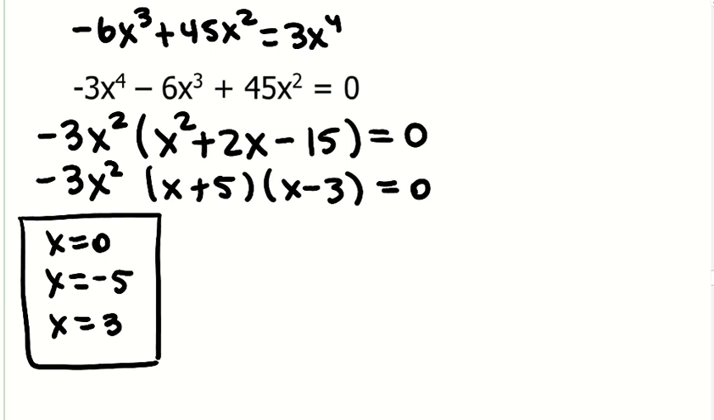So 4th degree, 3 solutions. Really, we do have 4 solutions. It's that 0 would count twice if we were trying to get up to 4. And I'll have more to say about that in a few minutes.